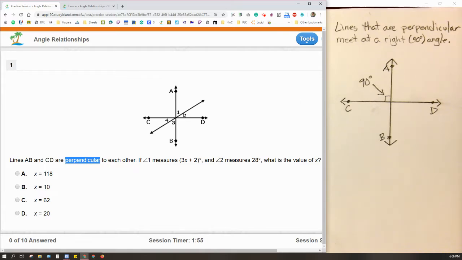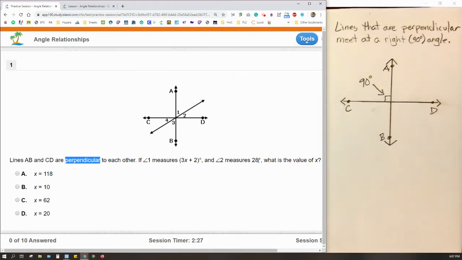Now, when we look at our diagram, line AB and line CD intersect right there, and they make 90 degrees. And angle 1 and angle 2 then have to add up to 90, because where angle 1 and angle 2 are, those added together has to be 90 degrees. So if angle 1, that's what that little symbol means, it means angle, measures 3x plus 2 degrees and angle 2 measures 28 degrees, what is the value of x?